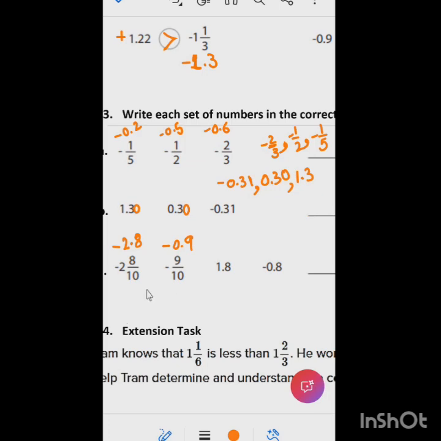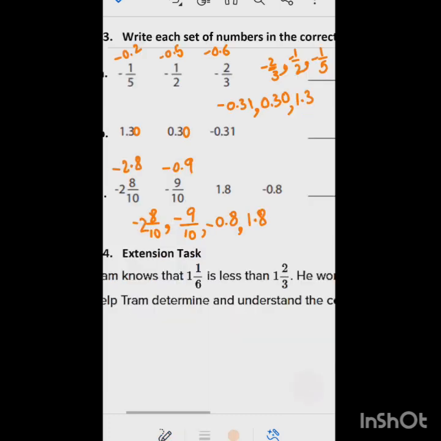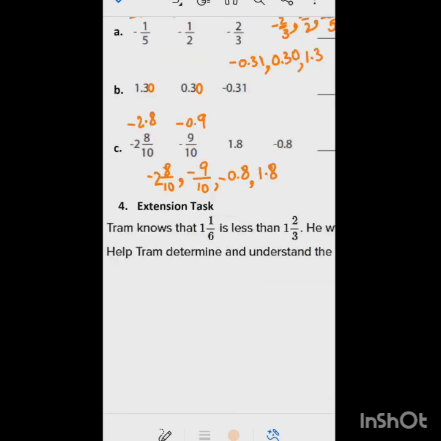So which one is the smallest? Minus 2.8, so minus 2 wholes 8 by 10. And then which number will come? Minus 9 by 10. And then minus 0.8, and lastly 1.8. Very good. So we will do this later on operations.